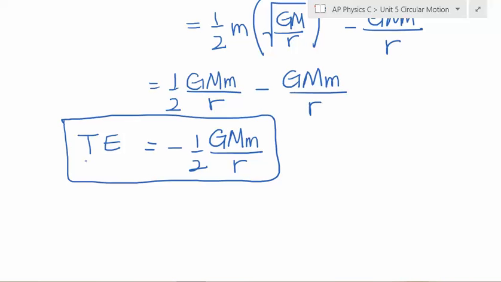We can also then determine the escape speed, like how fast does an object have to be moving at the surface of the Earth to be able to escape the gravitational field of the Earth, or where it's at least significant. And we'll do that next.